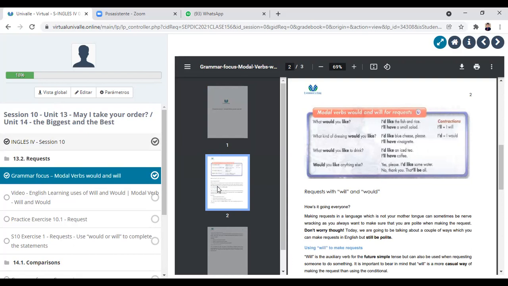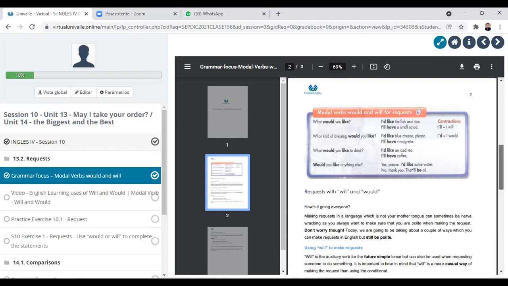How is it going, everyone? So making requests in a language which is not your mother tongue can sometimes be nerve-wracking, as you always want to make sure that you are polite when making the request. Don't worry though, today we're going to be talking about a couple of ways in which you can make requests in English but still be polite, right?